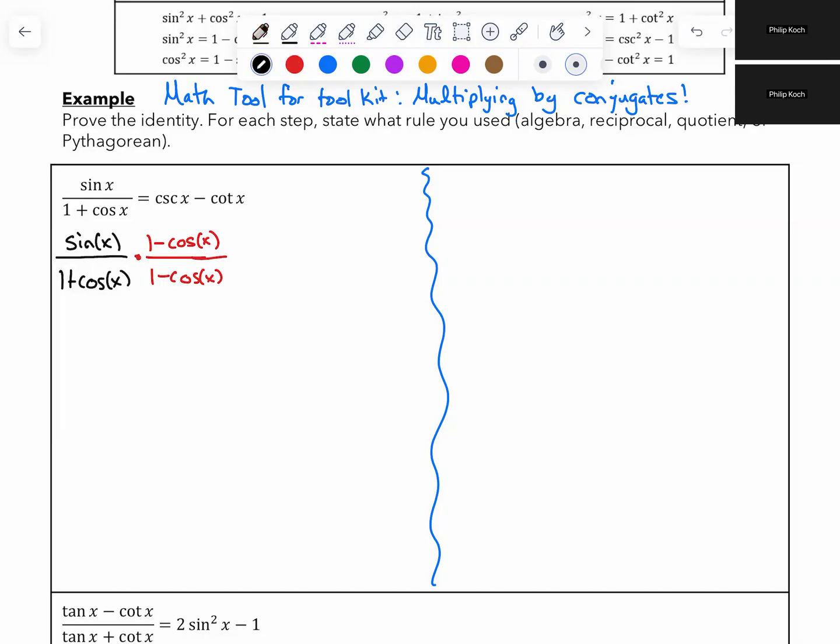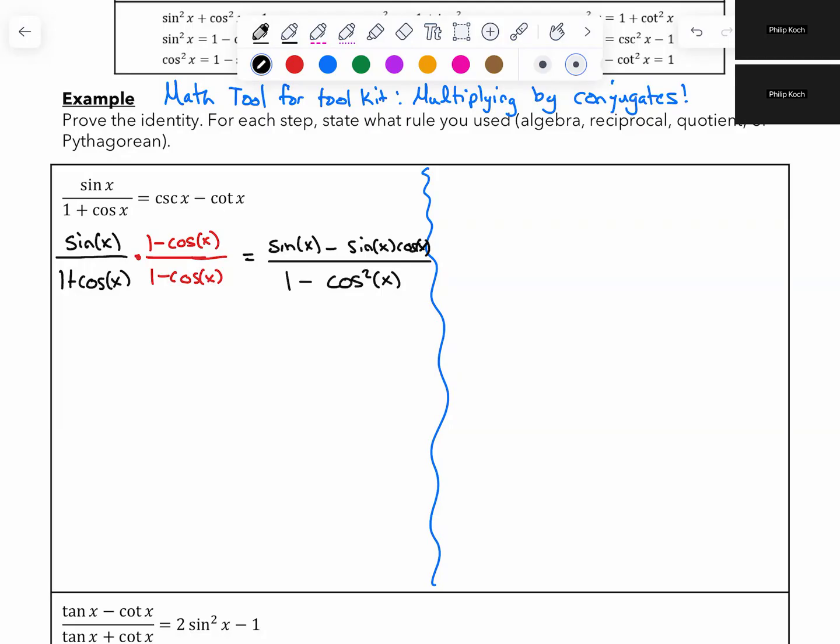So it now becomes sine of x minus sine of x cosine of x, all divided by 1 minus cosine squared of x. Take a second to digest that. Ask a question if you have it. Try and deduce it yourself. Try and see where I came from.